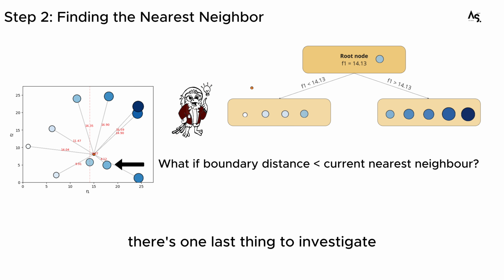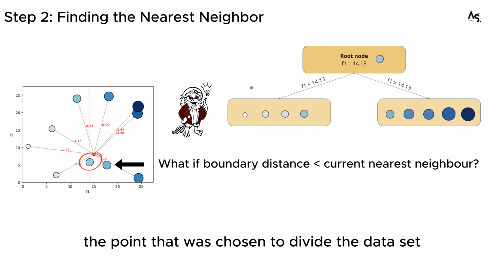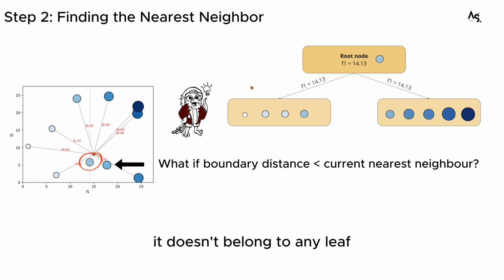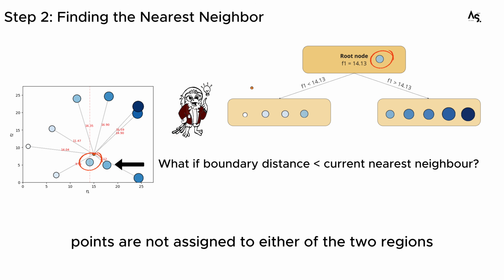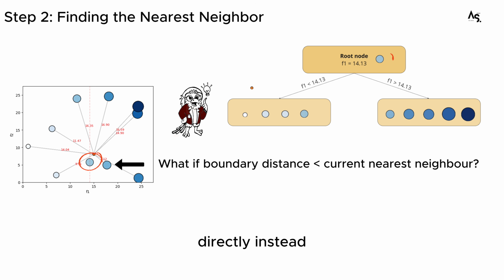But wait, there's one last thing to investigate, the split node itself. The point that was chosen to divide the dataset doesn't belong to any leaf. Could it be the closest neighbor? Remember, when we built the KD tree, we split the dataset at specific points. These are called split nodes. These points are not assigned to either of the two regions directly. Instead, they serve as the dividing line.